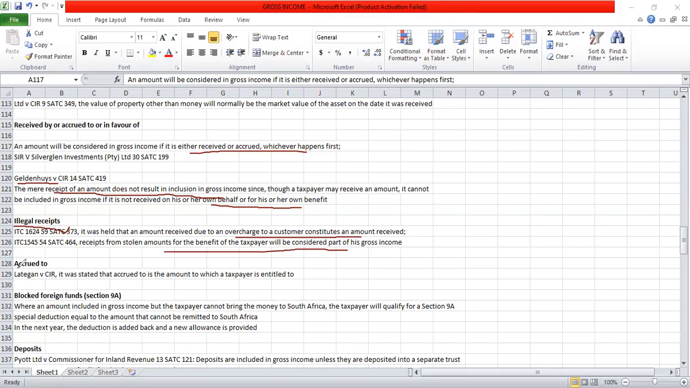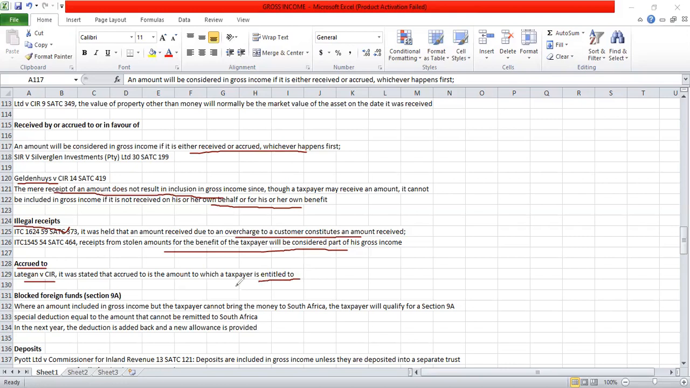Then when they defined accrued, in the Act, accrued is when you are entitled to. When you are entitled to, if you provide a service to me and I owe you money, then you are entitled to that money.